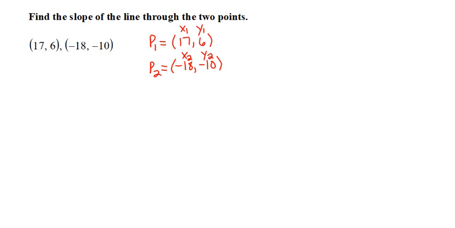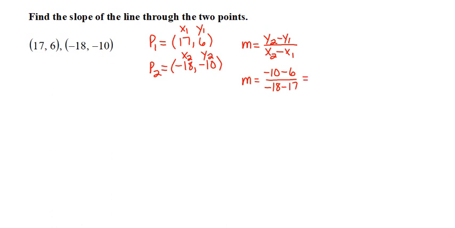Now in order to find the slope through these 2 points, we're going to use the slope formula, which says m is equal to y2 minus y1 over x2 minus x1. Then all I'm going to do is replace y2, y1, x2, and x1 with what I've labeled them to be. So m is equal to y2, which we labeled as negative 10, minus y1, which we labeled as 6, over x2, which we labeled as negative 18, minus x1, which we labeled as 17.